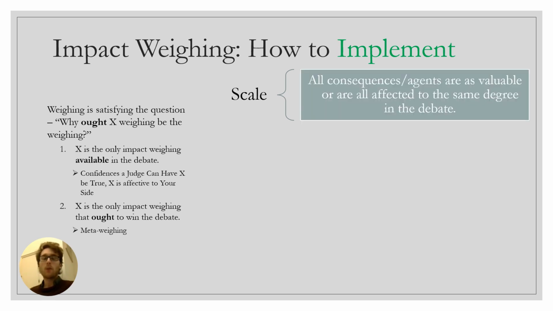So the way in which you justify this is to explain that the reason an impact should matter in the debate, specifically if it weighs on the number of people affected, is that every individual, regardless of their minority status or regardless of their circumstances in life, are all agents that are equally as valuable or equally as affected, or at least almost the same, in the debate.